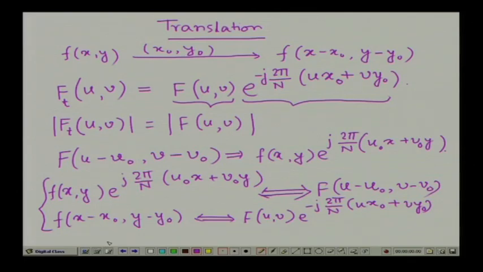So, these are the two properties that we have discussed in the last lecture. Today, let us talk about some other properties. So, the third property that we will talk about today is the periodicity and conjugate property.